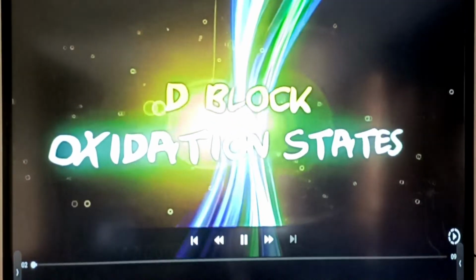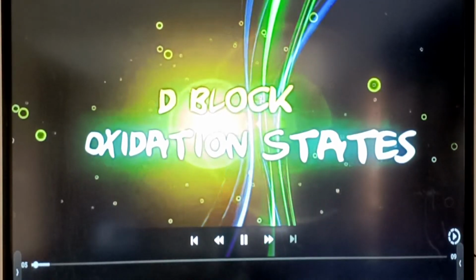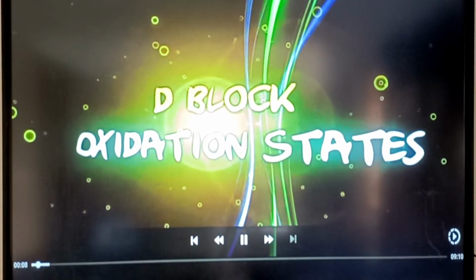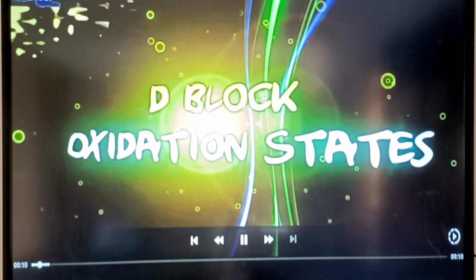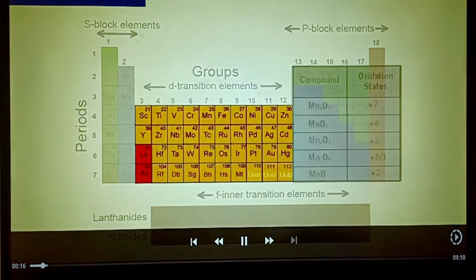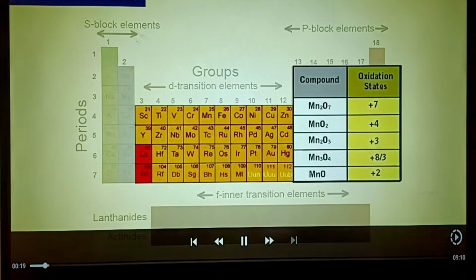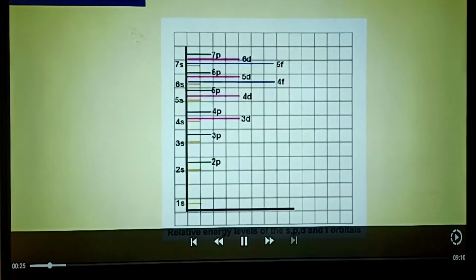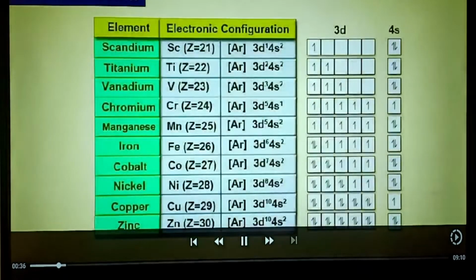D block oxidation states. In this module, we will be studying about the oxidation states of d block elements. One of the most striking features of the transition elements is their ability to exhibit several oxidation states in their compounds. This unique ability is due to the small difference in energy between the ns and (n-1)d orbitals. Because of this, in addition to ns electrons, (n-1)d electrons also participate in bonding.